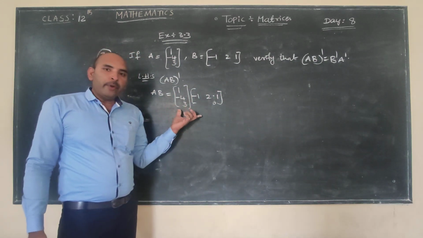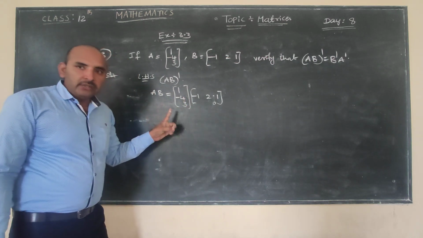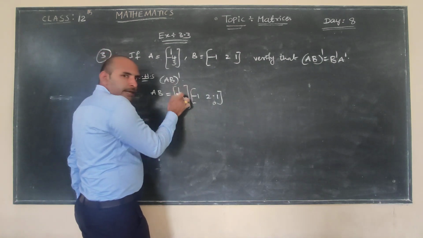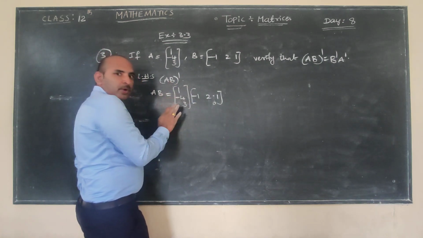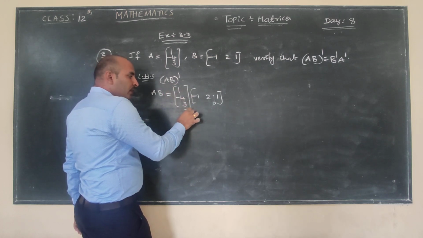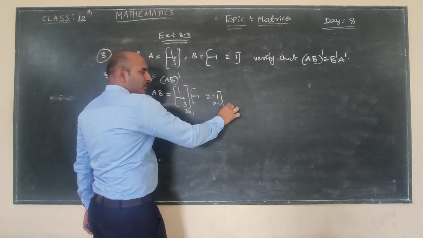Remember, when you apply the product of two matrices, we have to check whether the product is possible or not. That is one of the important conditions. Product is possible or not. This is the column matrix, with 3 rows and 1 column. This one has only 1 row and again 3 columns.